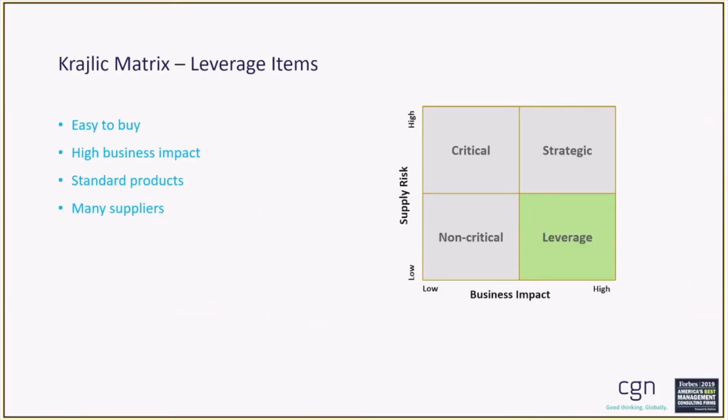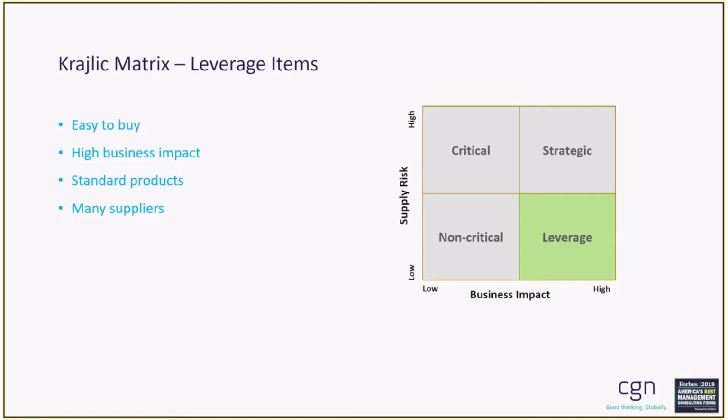The leverage area of the Krajlic Matrix consists of products that are typically easy to buy, have a high importance and impact on the business, are standard products with many available suppliers. Items in this category are typically easy to switch to a different supplier since there are many available.